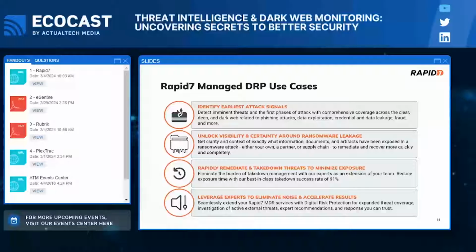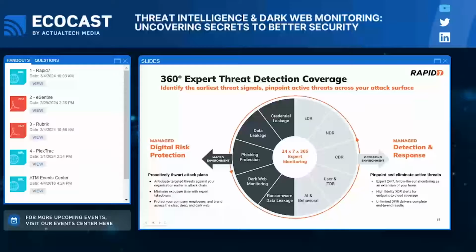And we're able to really reduce the noise. And this is a service that lives in our MDR ecosystem, which we're well known for. Rapid7 has thousands of MDR customers across the globe. So it's a great natural extension of the coverage you're already getting today with our MDR service. So again, just giving you a sense of that 360-degree coverage that you're getting with managed digital risk protection alongside our leading MDR service.